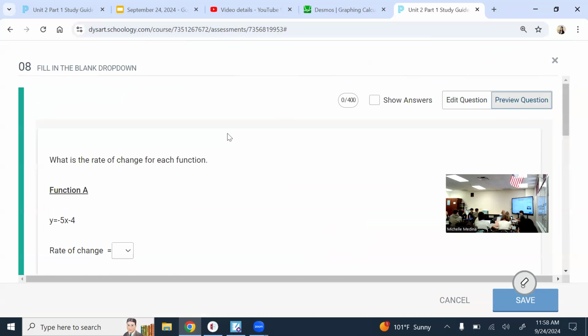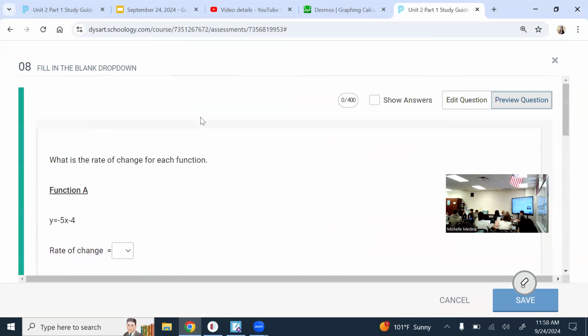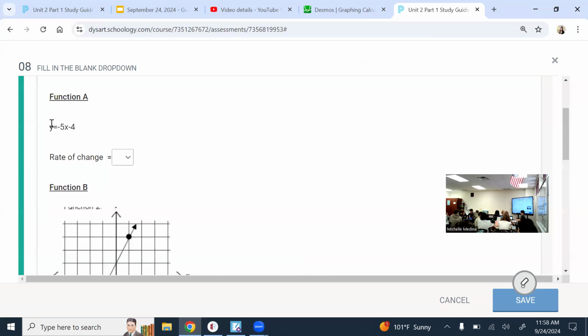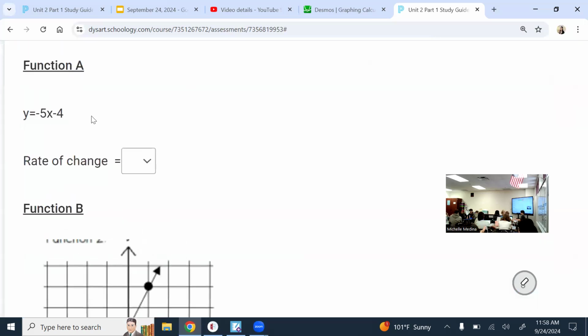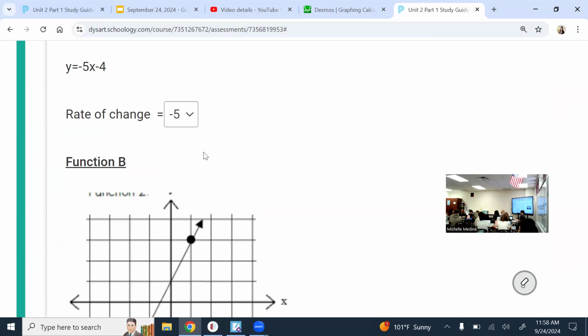Okay, so what is the rate of change for each function? Kind of similar to what we did before. What's another word for rate of change? Slope. So when it's an equation, let me zoom in a bit. When it's an equation, how do I know which one's my slope? The one in front of the x. So my rate of change is -5. Make sense? Good. So when it's in an equation, it's always in front of the x.